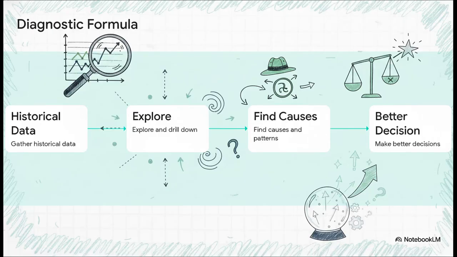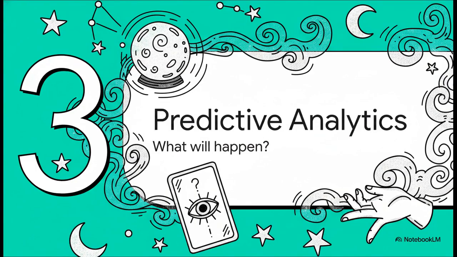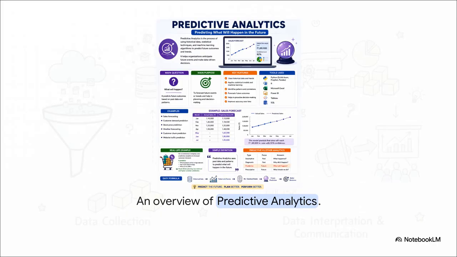So our diagnostic formula builds directly on the first one. We take our historical data, but this time we explore and drill down. We actively hunt for causes and patterns, and we use those root causes to make way better, more informed decisions. Okay, so we've solved the mystery of the past, but what if we want to look forward? That takes us to stage 3, predictive analytics. What happens next? Here's where we take on the role of the fortune teller.